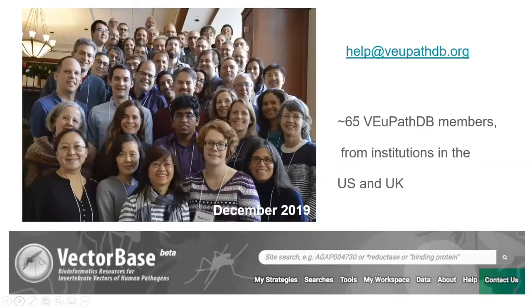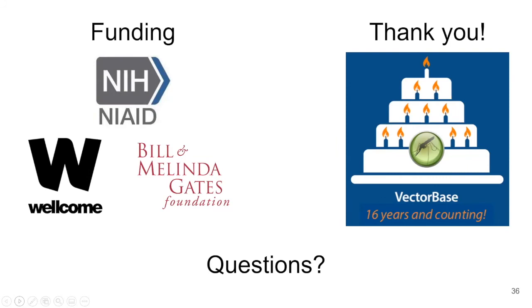This is all the team. So in VEuPathDB, we are about 65 people from different institutions in the US and the UK. So please send us an email to help@veupathdb.org or click and contact us. I would love for you to try the exercises, and please join us for the live sessions or send us an email if something was not clear or you need help with the exercises. Hope to see you later.